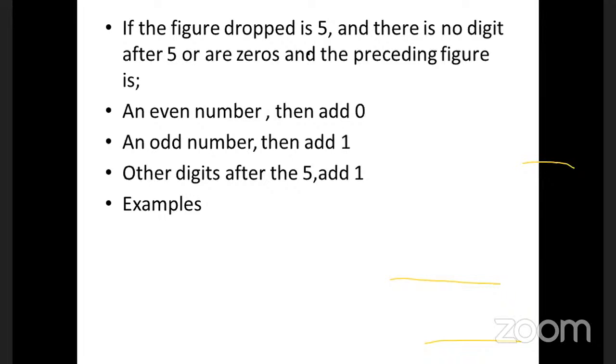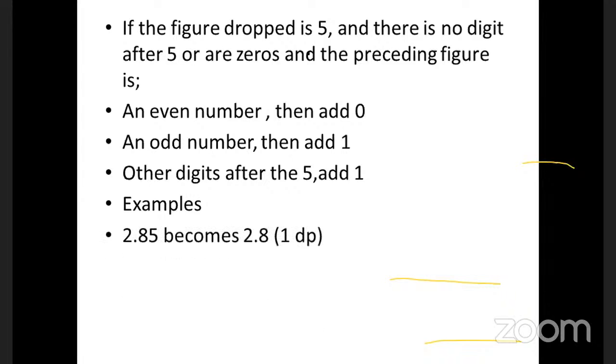What is that preceding figure? Is it an even number or an odd number? If it is an even number, we shall add 0. If it is an odd number, we shall add 1. But the last option is actually a special case. You may have that the figure to be dropped is a 5, but we have other figures after the 5. So when there are other figures after the 5, we shall add 1.